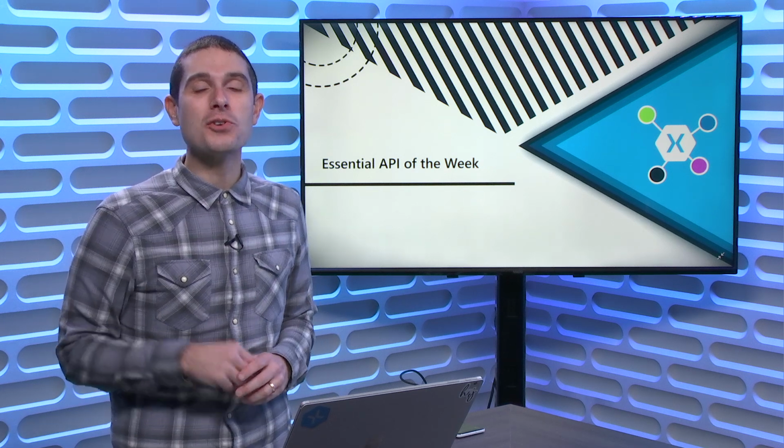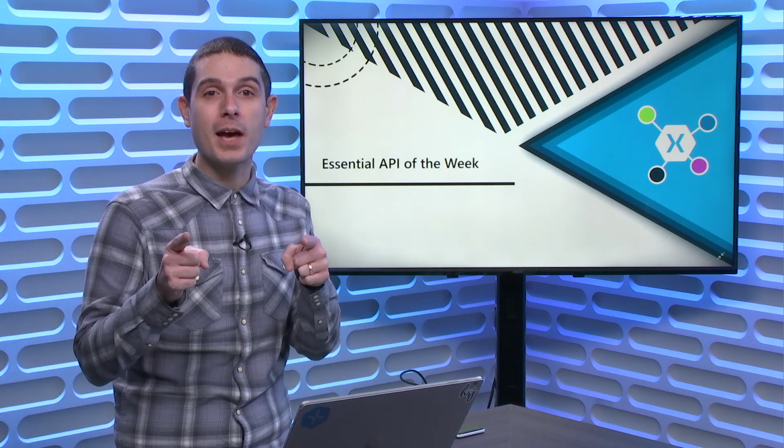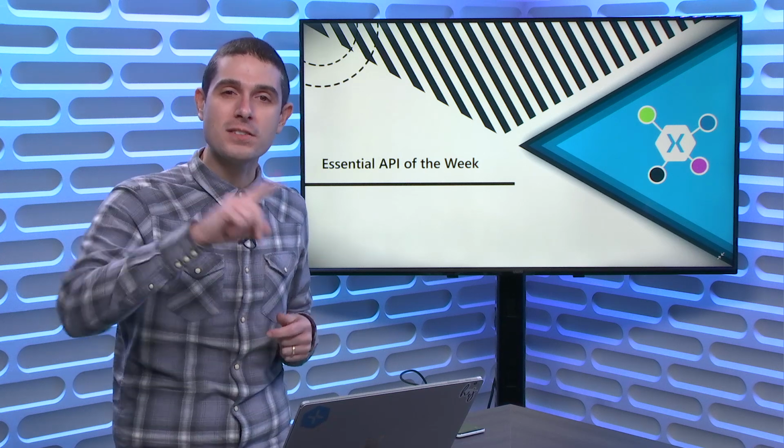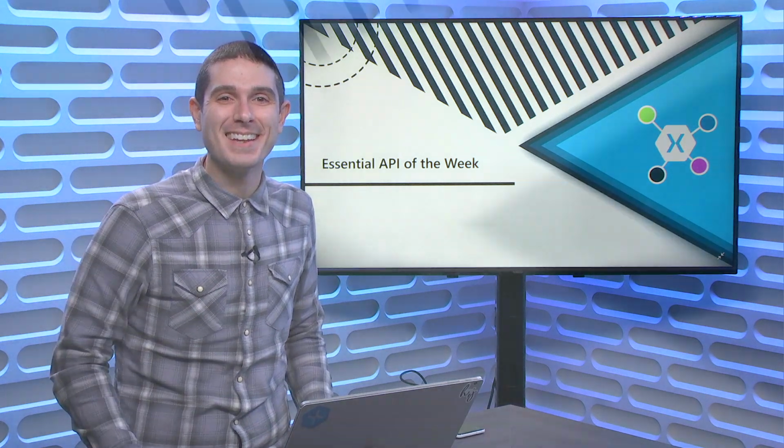Tune into this week's Xamarin.Essential API of the Week, where we take a look at the flashlight API, giving you the ability to turn on the flashlight with a single line of code. So tune in.